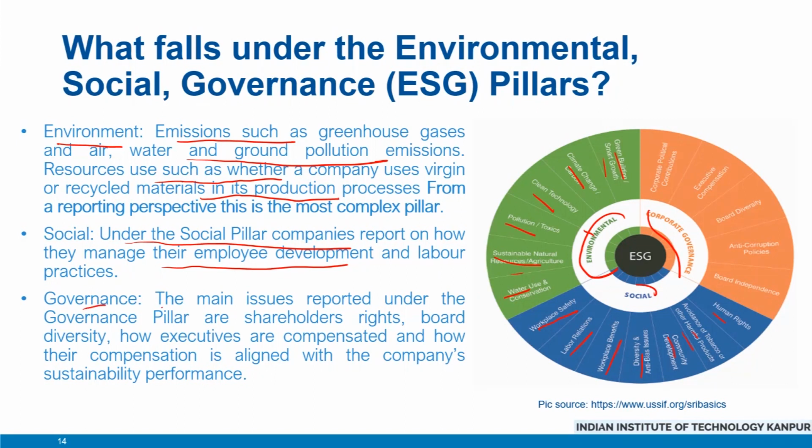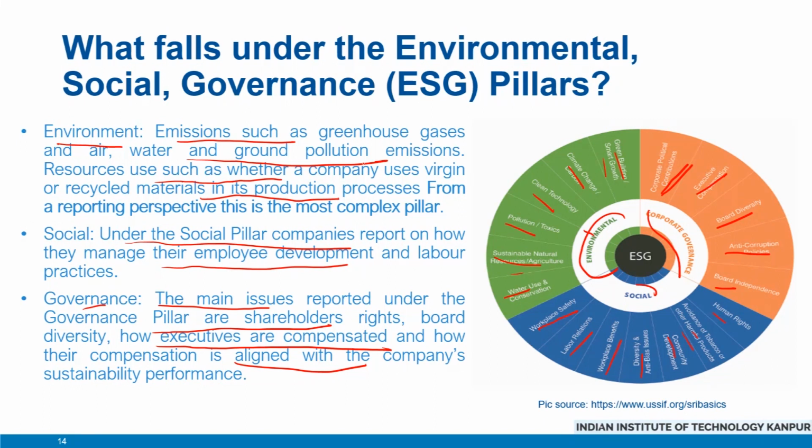With governance, the main issues reported under the governance pillar are shareholder rights, board diversity, how executives are compensated, and how their compensation is aligned with the company's sustainability performance. It also includes matters of corporate behavior such as anti-competitive practices and corruption. So with governance, you have corporate political contributions, executive compensation, board diversity, anti-corruption policies, board independence, and so on.